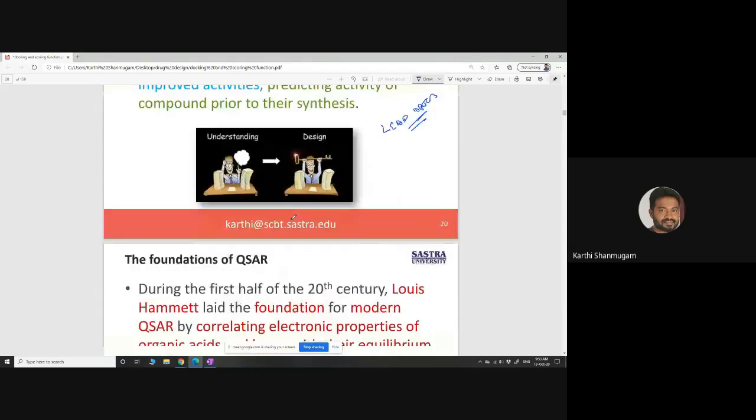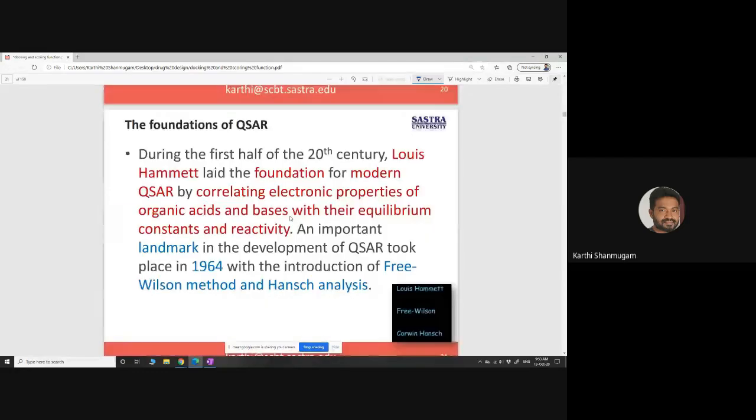Continuing the previous lecture, there are three scientists who contributed to the development of QSAR. We can say that's how they made the foundation for QSAR. The first person is Louis Hammett, the second is Free Wilson, and the third is Hansch. In modern QSAR, the equation that we use today is called the Hansch equation. But Louis Hammett and Free Wilson made big contributions too. In this lecture I will teach what contribution was made by Louis Hammett, Free Wilson and Hansch, and how this QSAR field was developed.